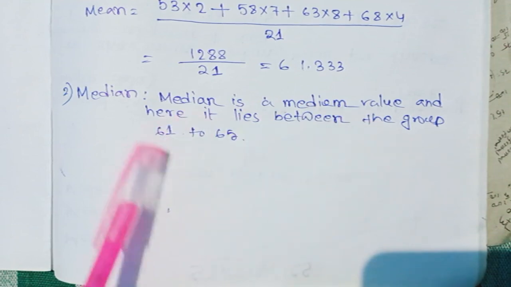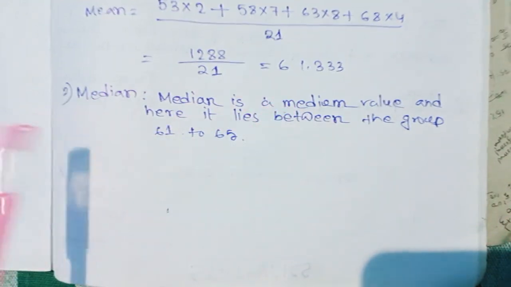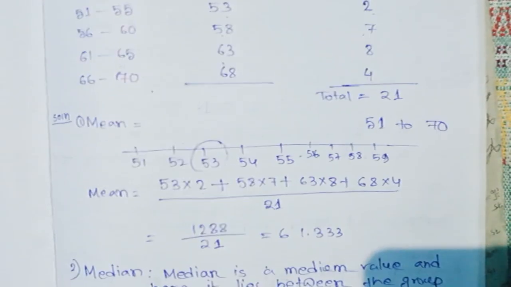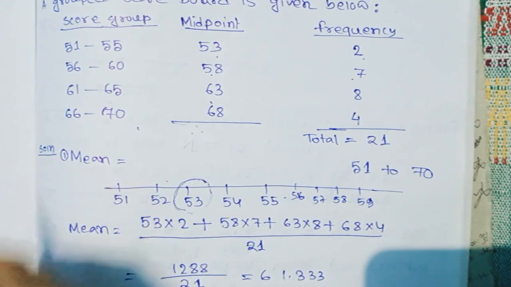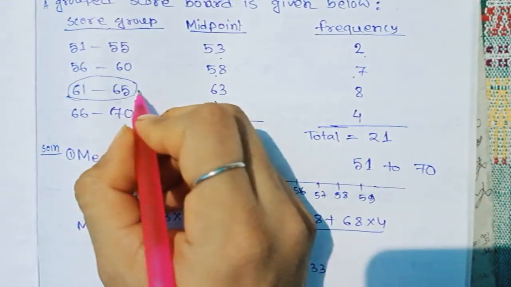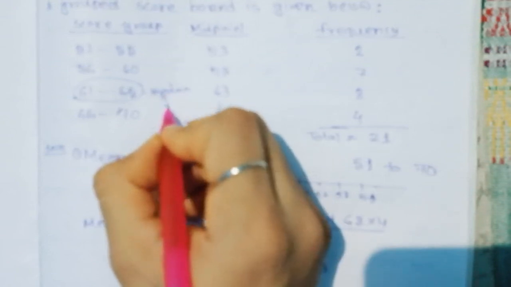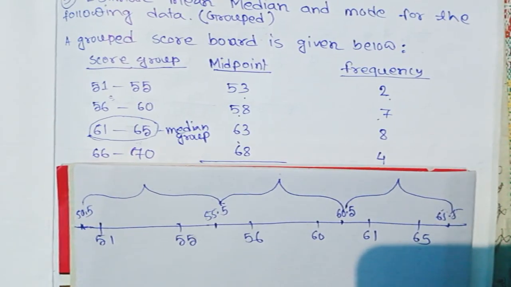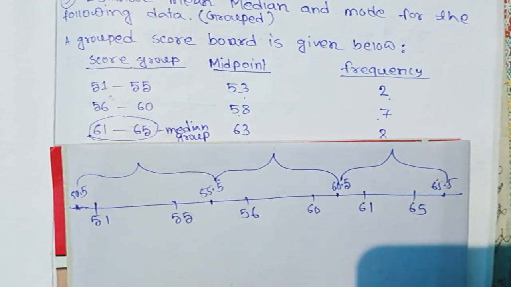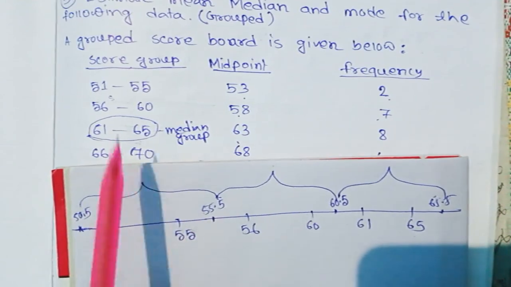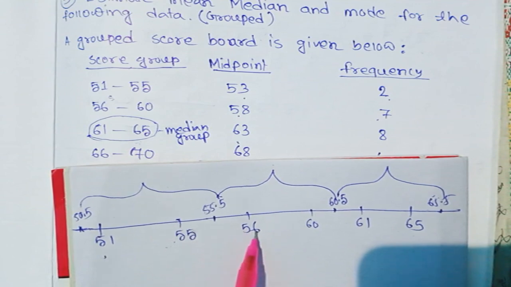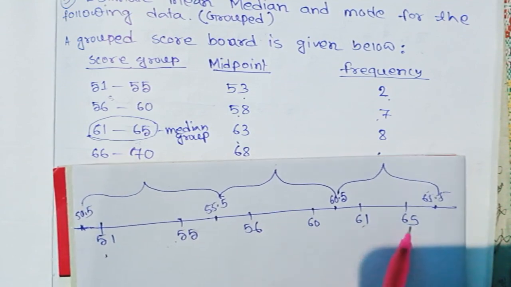Median is a medium value, and in our case it lies in the group 61 to 65, meaning the middle value will lie in this group. So this group is our median group. I have drawn a number line representing the groups. Here 51 to 55 is the first group, then 56 to 60, again 61 to 65.